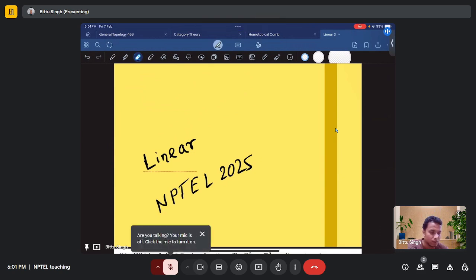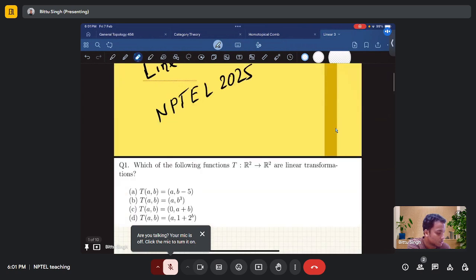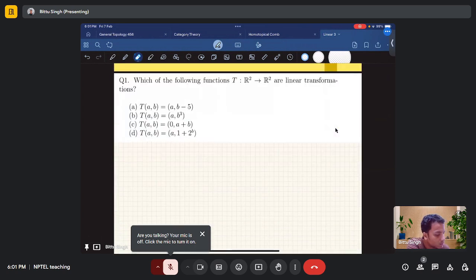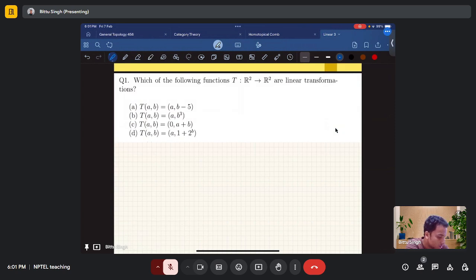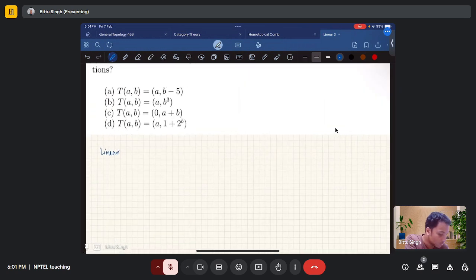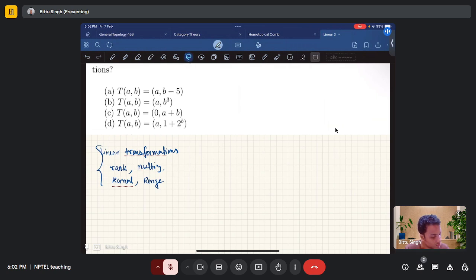So this is our third tutorial. Let's start. Here we'll discuss the following topics, which are linear transformations, rank nullity, kernel, and range. Those are the topics of our discussions.